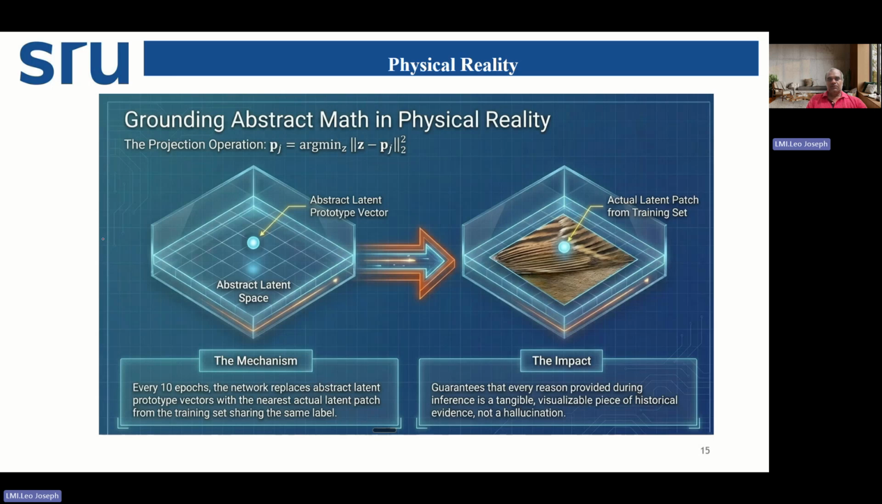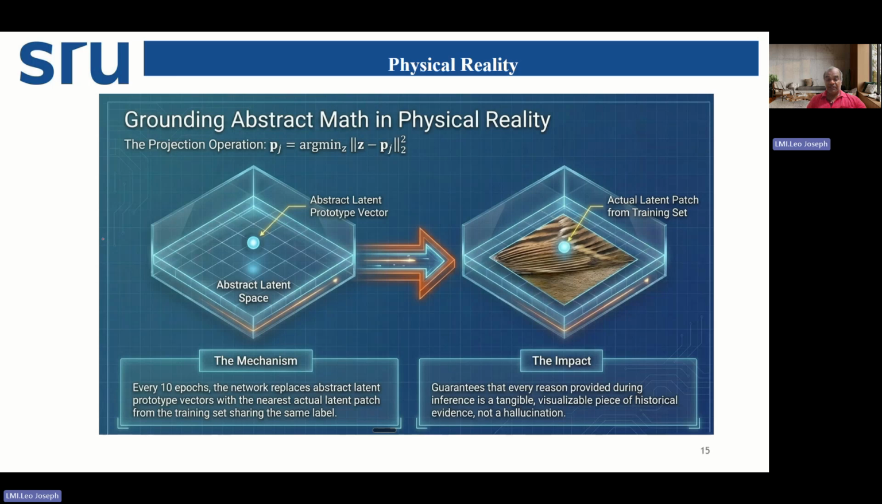Okay. So this is another diagram, physical reality. So the actual latent patch, we are not seeing the entire thing. One consistent portion only we are checking. So everything provided during the inference is tangible visual pieces of historical evidence, not a hallucination. So it is not wrong. It may be like that, not in a particular portion. Due to this impact, I am telling that this is the beak. That is the thing.